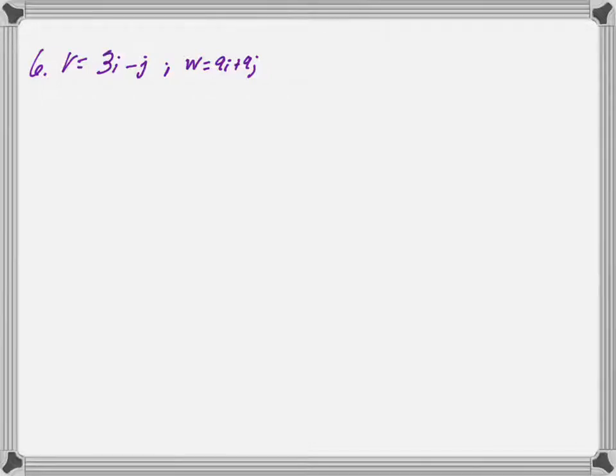Okay, for number 6, we're going to start with the projection of V onto W, and we're going to call that W1, and we need the component form up here. So let's rewrite this. V is equal to 3, -1, and W is equal to 9, 9.